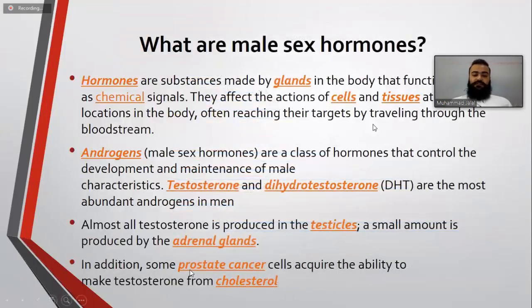Hormones are substances made by glands in the body that function as chemical signals. They affect the actions of cells and tissue at various locations in the body, often reaching their targets by traveling through the bloodstream. Androgens, which are male sex hormones, are a class of hormones that control the development and maintenance of male characteristics. Testosterone and dihydrotestosterone are the most abundant androgens in men. Almost all testosterone is produced in the testicles. A small amount is produced by the adrenal glands. In addition, some prostate cancer cells acquire the ability to make testosterone from cholesterol.